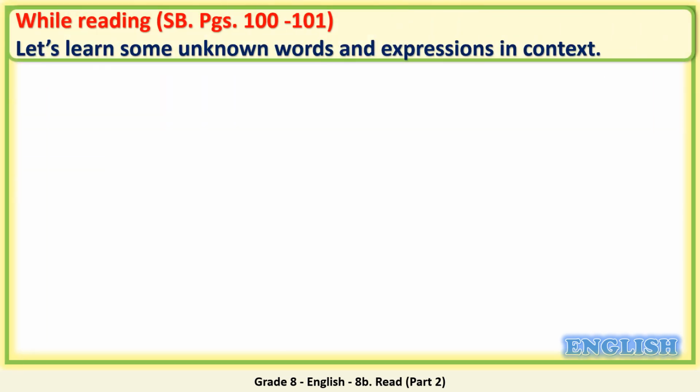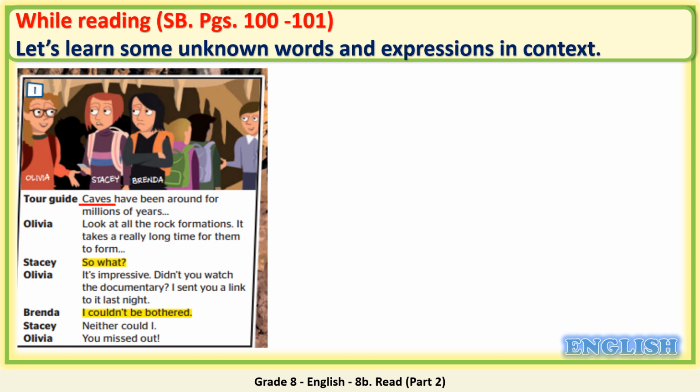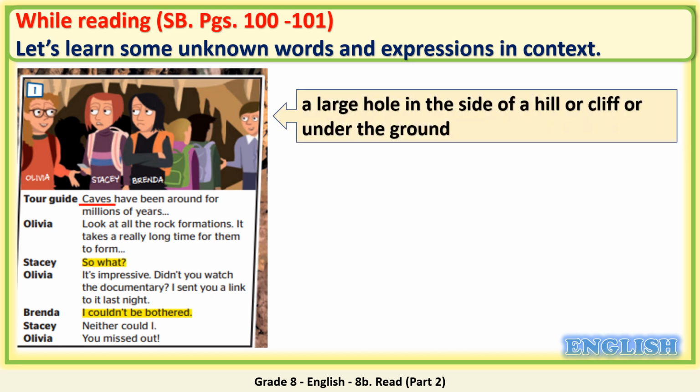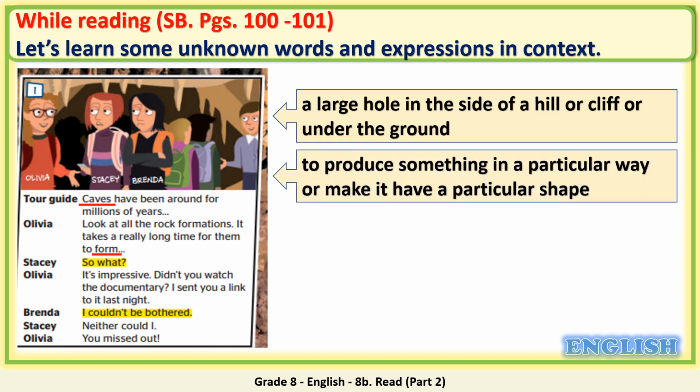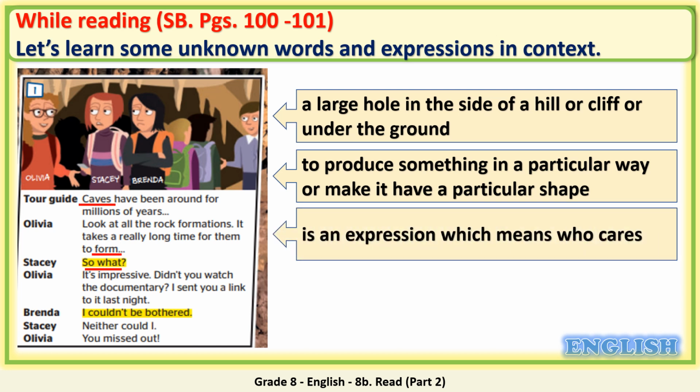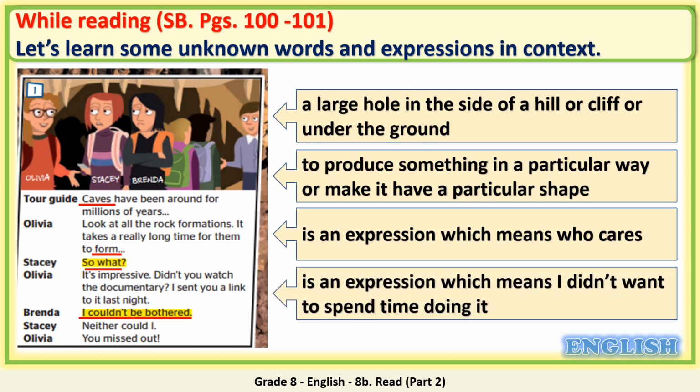Now, let's learn some unknown words and expressions in the text. Let's start with the word caves. A large hole in the side of a hill or cliff or under the ground. Then we have the verb form, which means to produce something in a particular way or make it have a particular shape. Then we have the expression so what. It is an expression which means who cares. Also we have the expression I couldn't be bothered. It means I didn't want to spend time doing it.